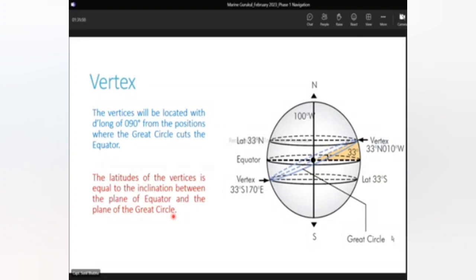Sir, can you explain point number one again? Okay, point number one, beta. Let us assume that the great circle track is crossing the equator at the Greenwich meridian. After crossing it at the Greenwich meridian, what will be the point where it will cross the equator again? It will be diametrically opposite to it, the 180-degree meridian, right?